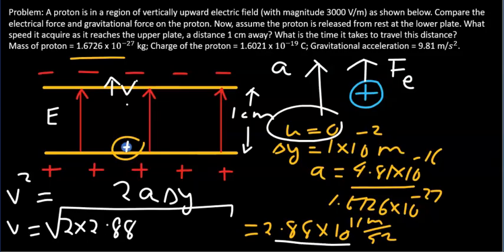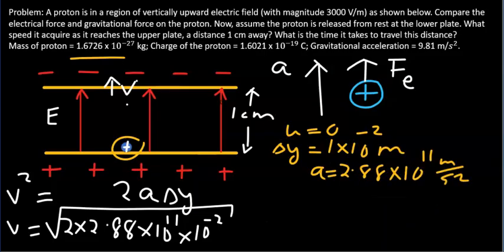2.88 times 10 to the power 11, and the distance traveled is given by 1 cm. Convert that into meters, so that means 10 to the power minus 2 meter, and take the square root of the entire product. And you will get an answer of 7.6 times 10 to the power 4 meters per second.